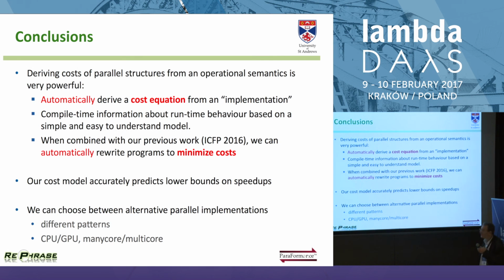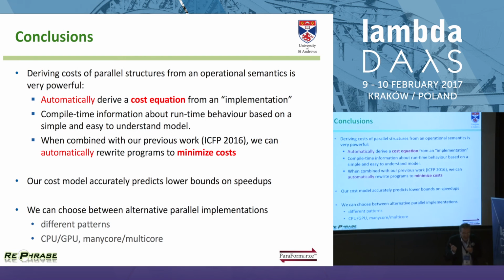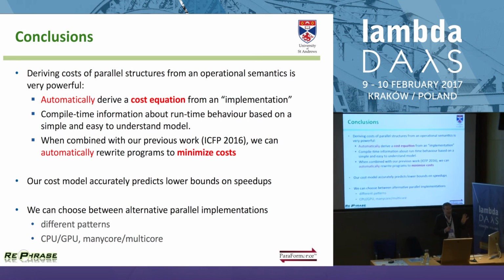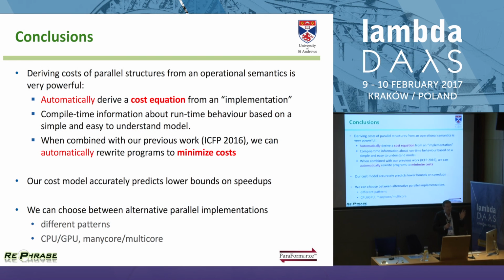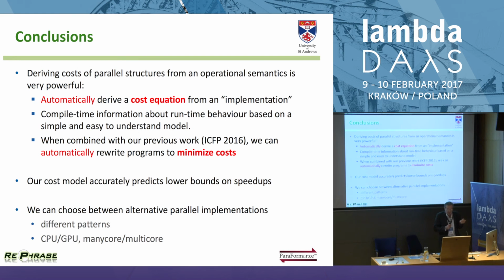Conclusions. So deriving the costs of parallel structures from operator semantics is incredibly powerful. You can automatically derive cost equations from an implementation in terms of our queues, etc. That's what we show in the paper. We're getting compile time information about runtime behavior based on a simple and easy to understand model using types to expose the structure. And when you put this together with the work that we previously done, what happens is you can automatically rewrite programs to minimize costs for a parallel system under type control, just changing the type.